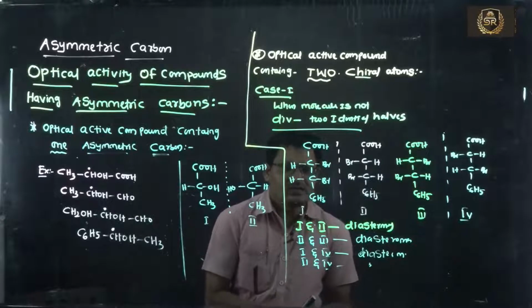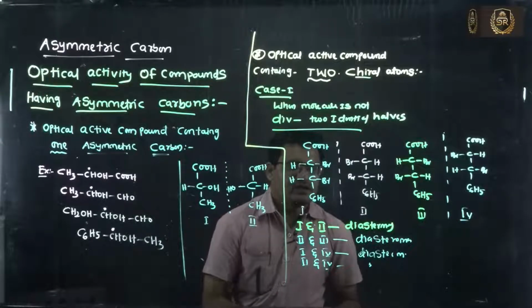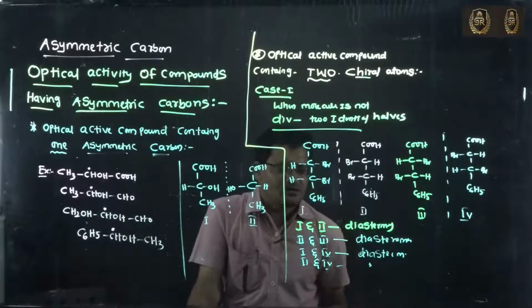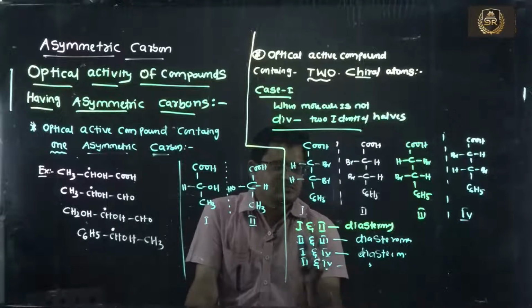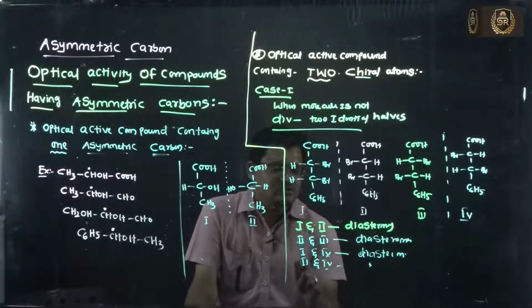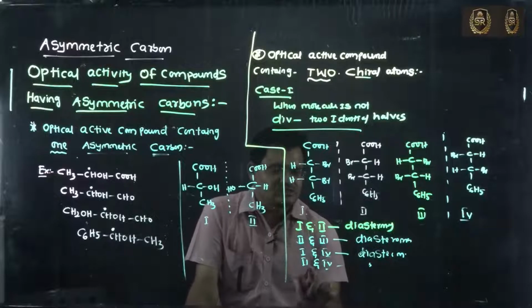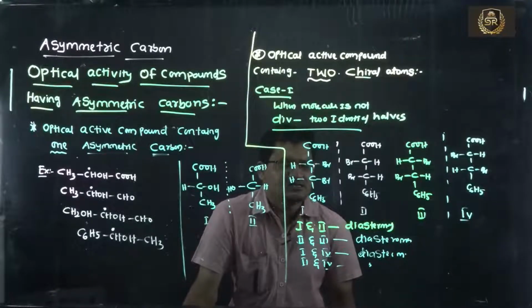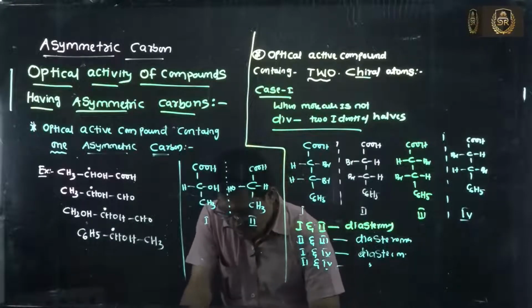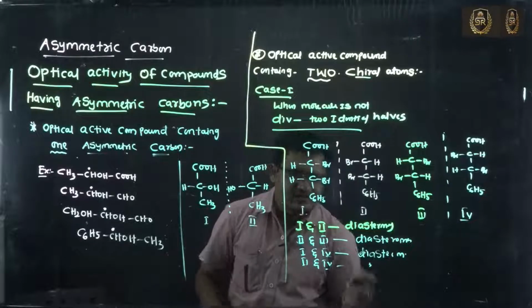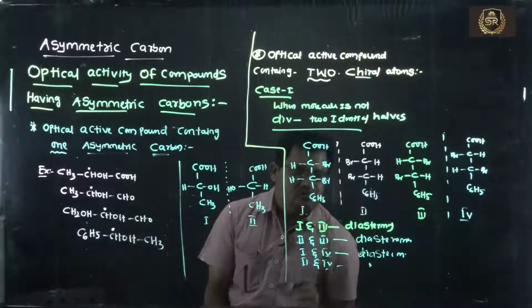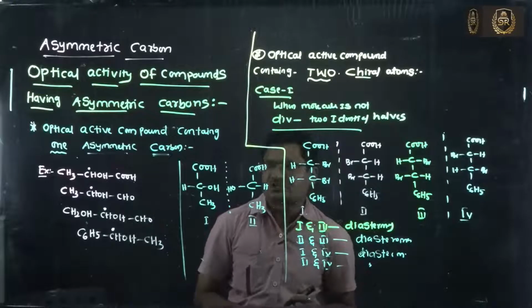That means 1 and 2 are diastereomers. 2 and 3 are diastereomers. 1 and 4 are diastereomers. 2 and 4 are also diastereomers. So in that example, this is 1 and 3.